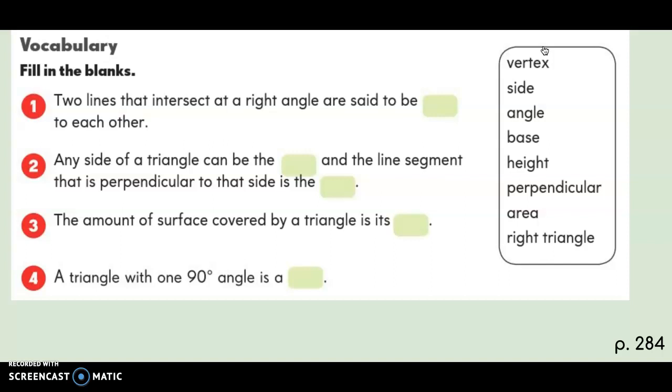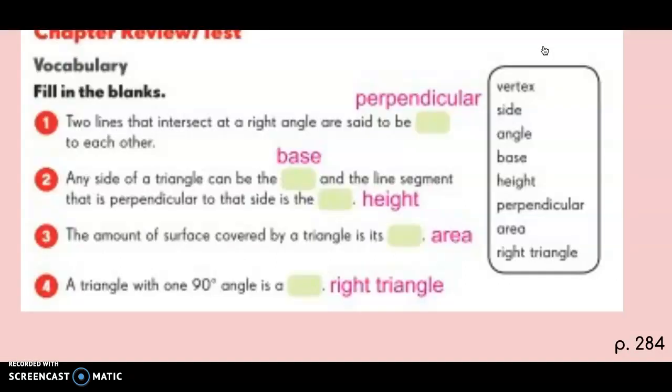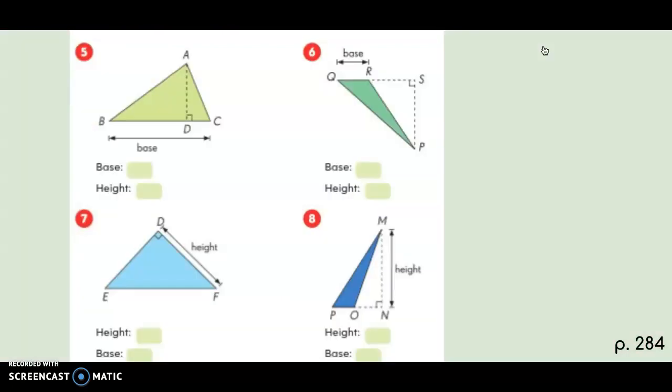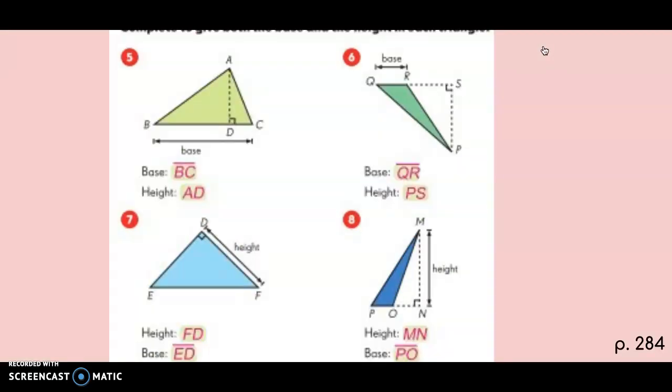So in the chapter review, the vocabulary, number 1 is perpendicular, number 2 is base and height, number 3 is area, and number 4 is right triangle. Number 5, you needed to name the base and the height of each, remembering that the order of the letters for the base or the height does not matter, but you need to have the 2 letters that are listed. So number 5 would be BC for the base and height of AD.